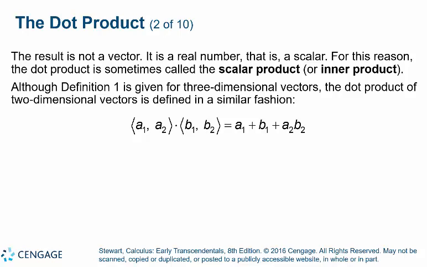For this reason, the dot product is sometimes called the scalar product, or it's also referred to as the inner product. Although that first definition is given for three-dimensional vectors, the dot product of two-dimensional vectors is defined in a similar fashion. Again, you're just not multiplying by the z component. And forgive the little typo here. This should just be multiply. So you multiply a1 times b1, and then you add it to a2 times b2.